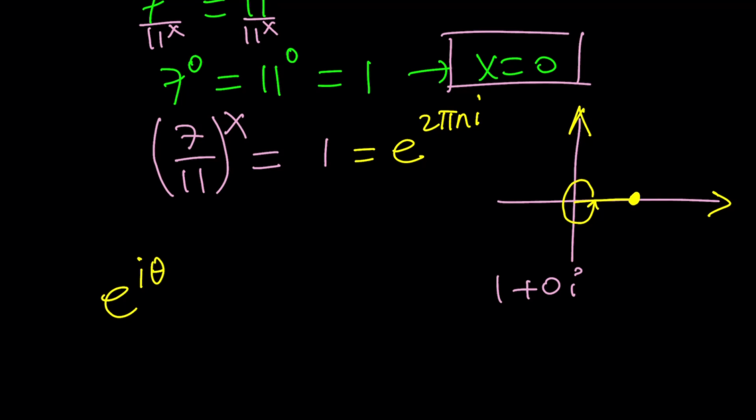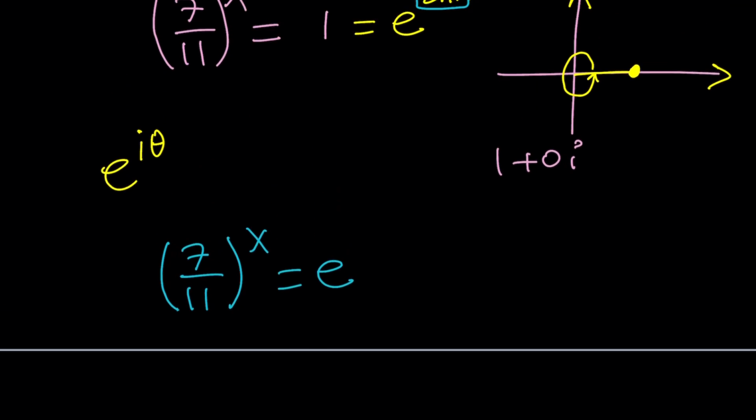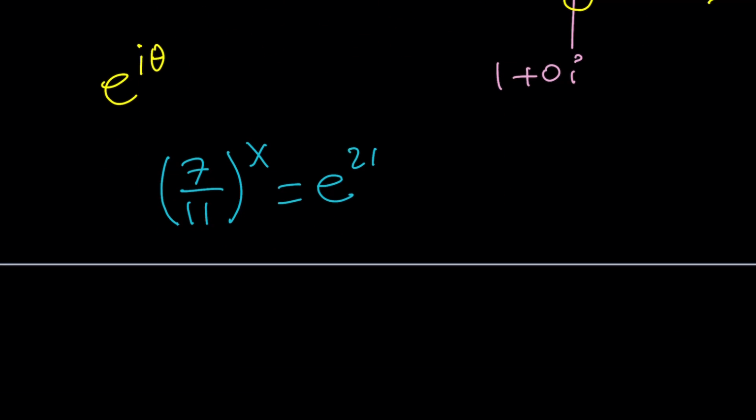And that's what we did. So here, the angle we're talking about is integer multiples of 2 pi. All right? And this is really cool because now let's rewrite it. 7 over 11 to the power x equals e to the power 2 pi ni. Some people write it as 2 n pi i, same thing.